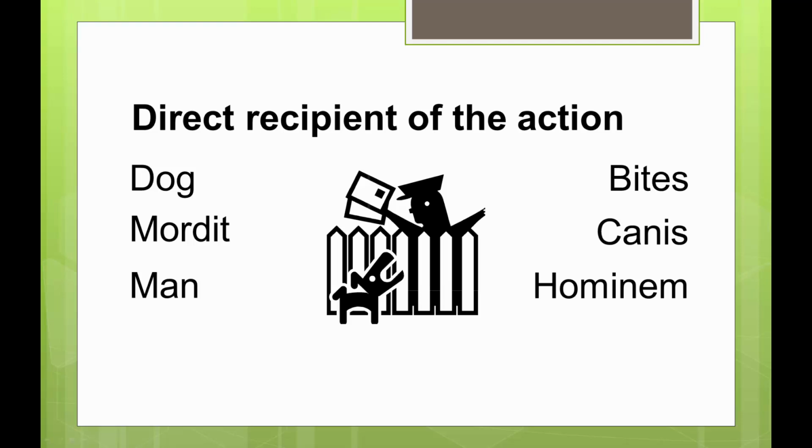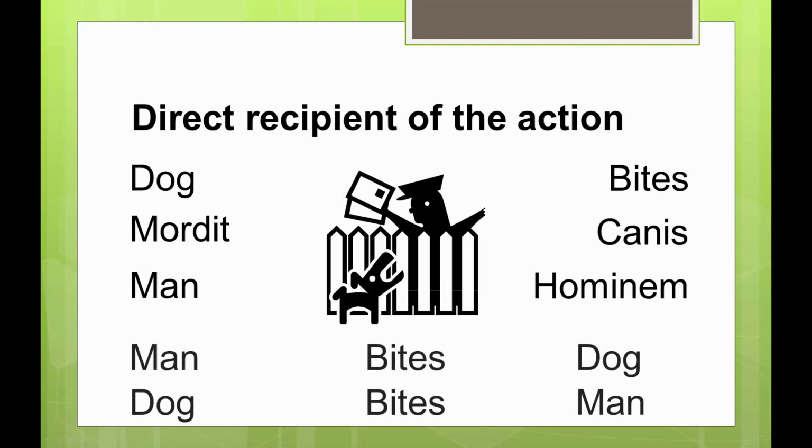So let's go back to what we have seen before. Here you have the poor mail carrier. You have the words dog, mordit, man, hominem, canis, and bites. In English, you could create two sentences with the English words. You could say man bites dog or dog bites man. Both are possible the way they are here.